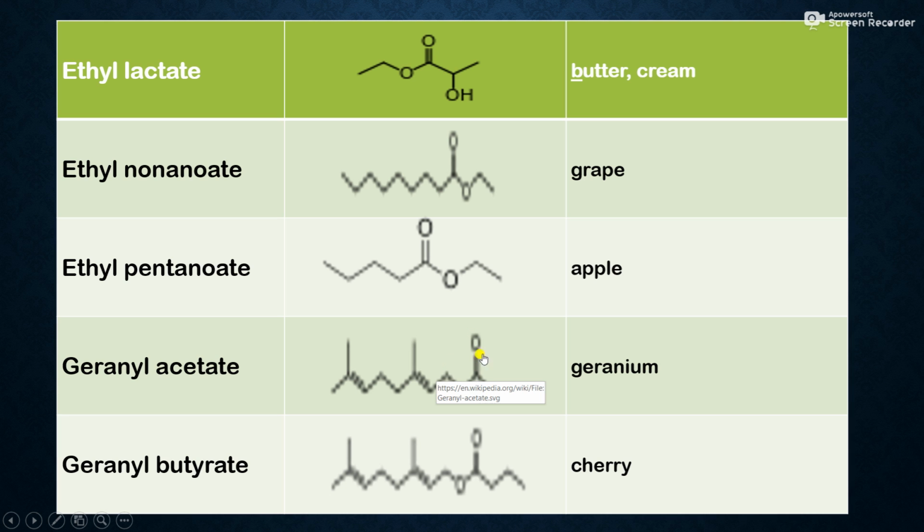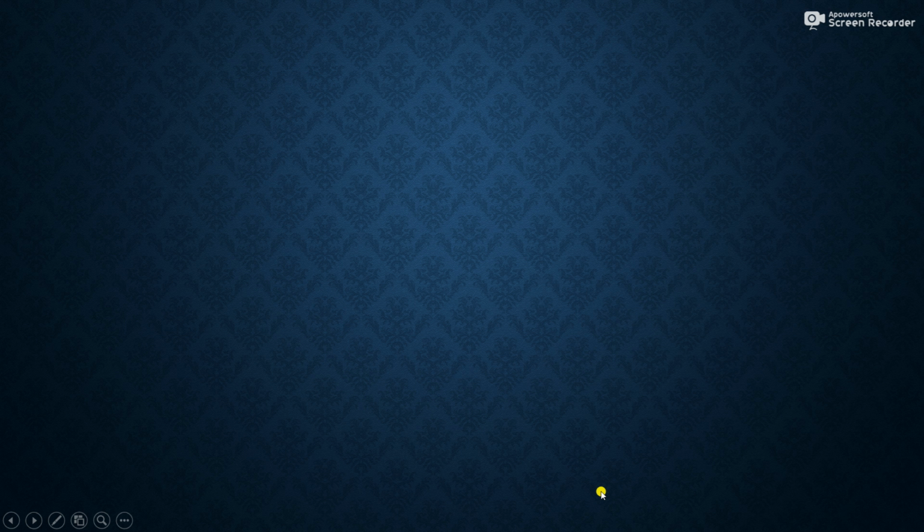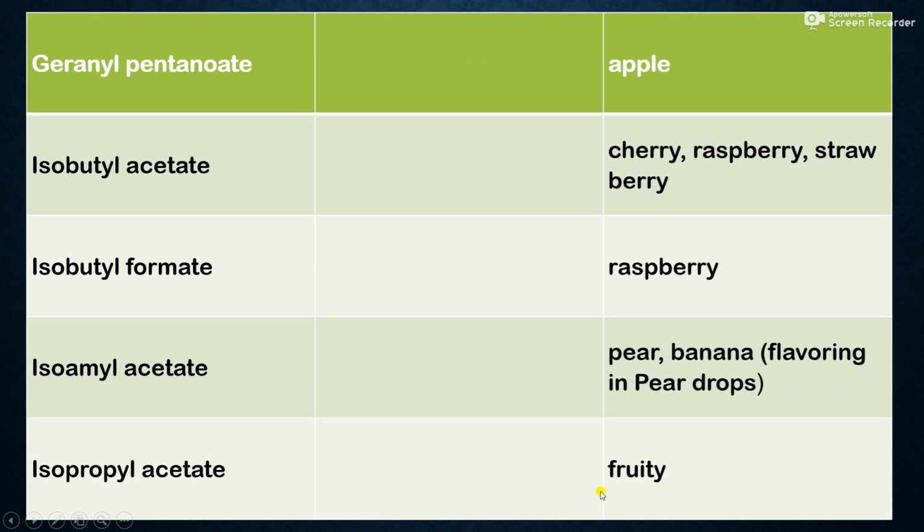Geranyl acetate. So this is the geranyl part, and this is acetic acid. So this is geranyl acetate and found in geranium. Then geranyl butyrate. So this is the structure of geranyl butyrate, and found in cherry. Then this is geranyl pentanoate found in apple.